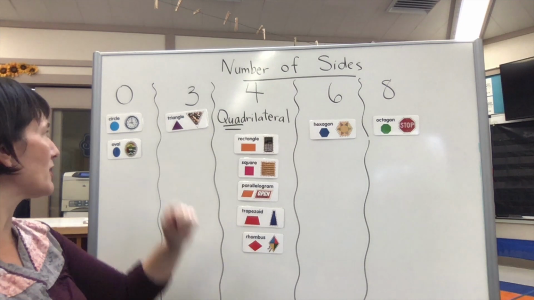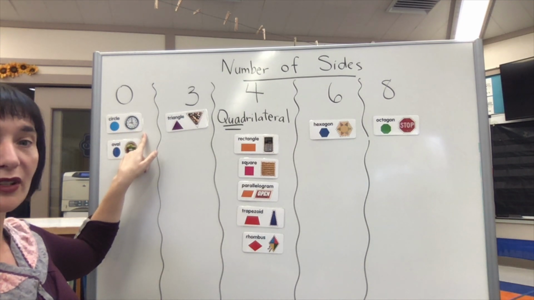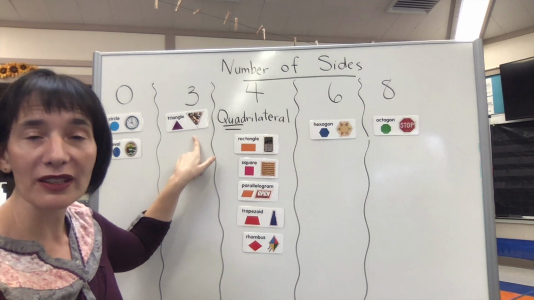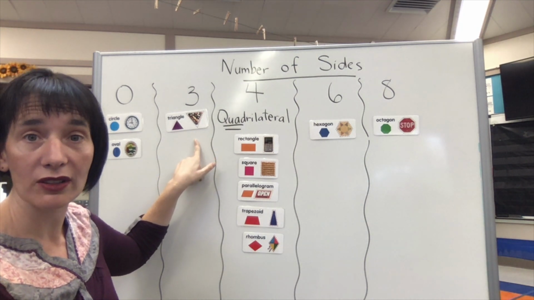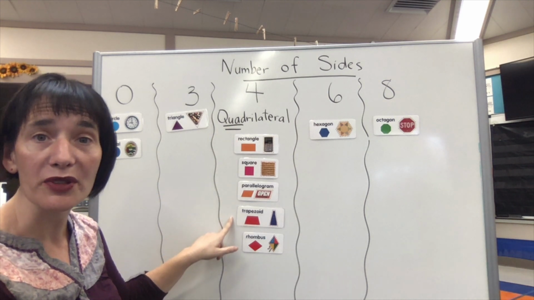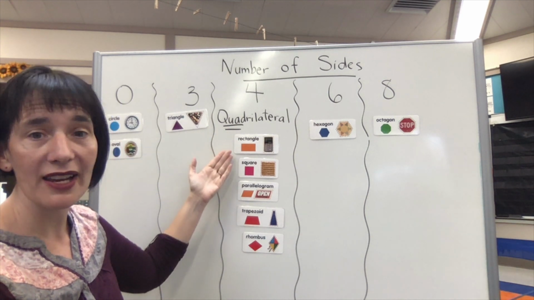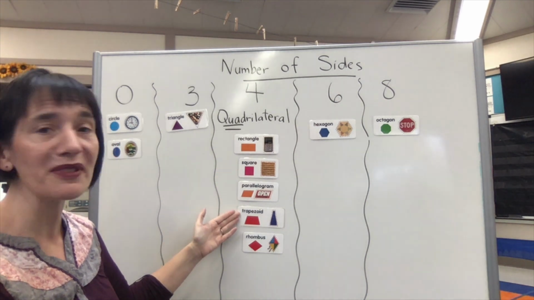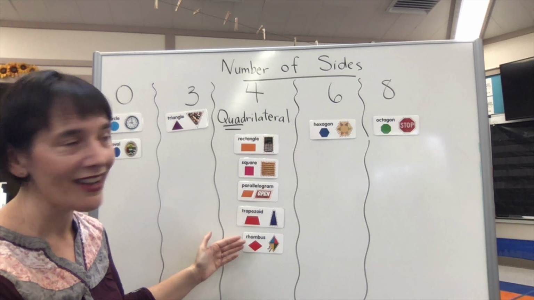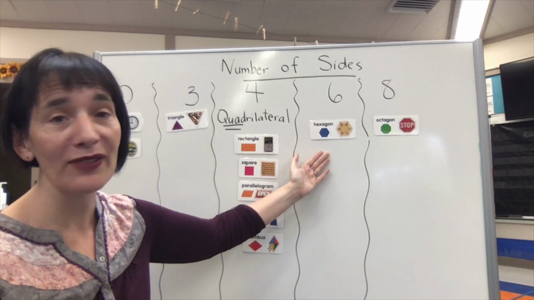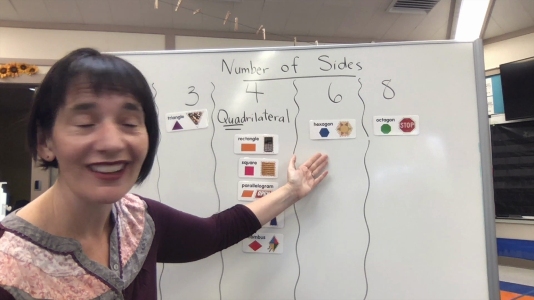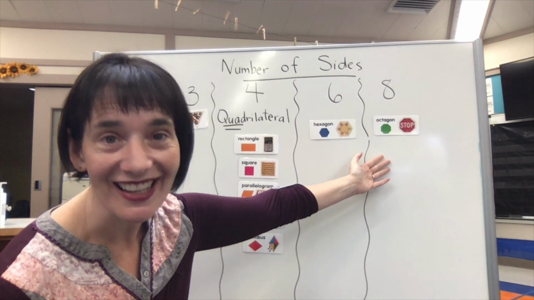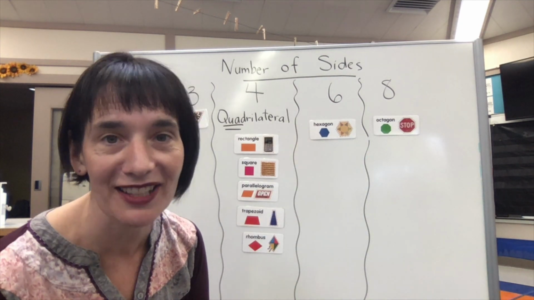Whoa, let's review. For 0 sides, we have a circle and an oval. With 3 sides, no matter how it looks, if it has 3 sides, it's called a triangle. Now look at all those quadrilaterals with 4 sides. Rectangle, square, parallelogram, trapezoid, and rhombus. Remember, hex means 6, so a 6-sided figure is a hexagon. And then 8 is oct, and so that is an octagon, an 8-sided figure.